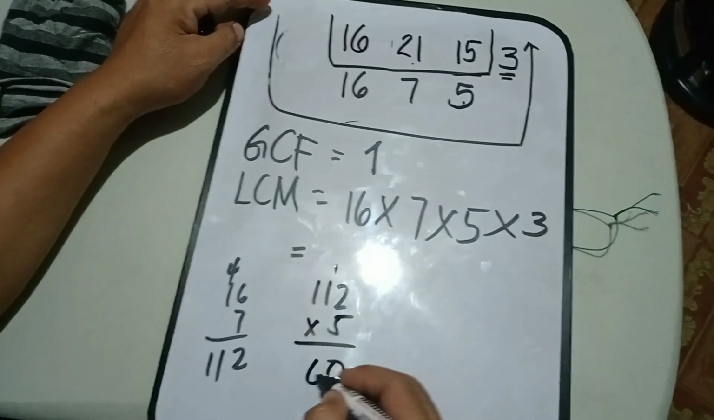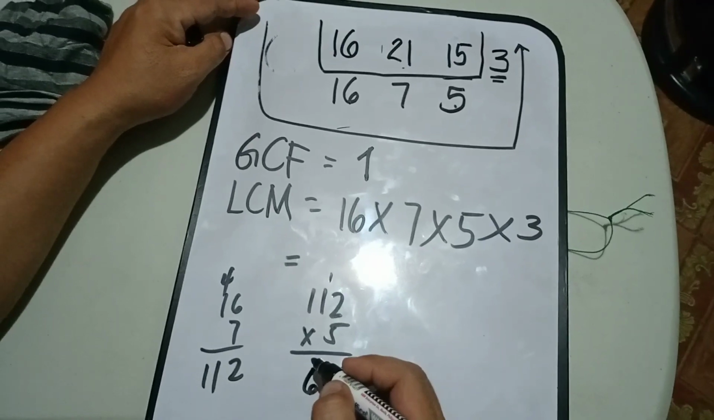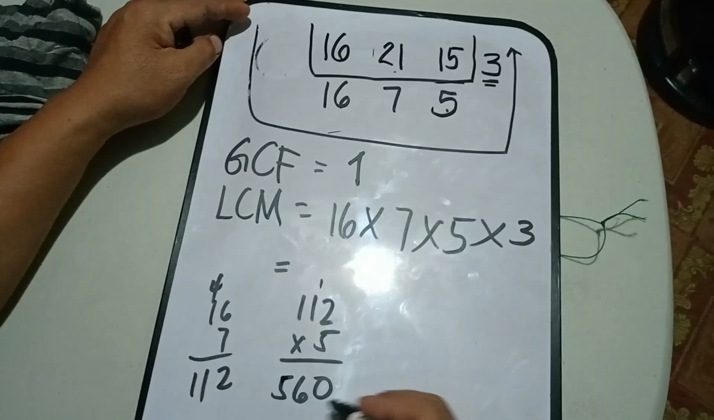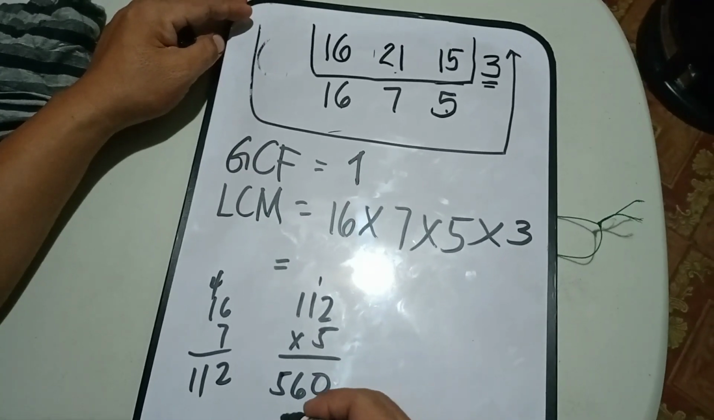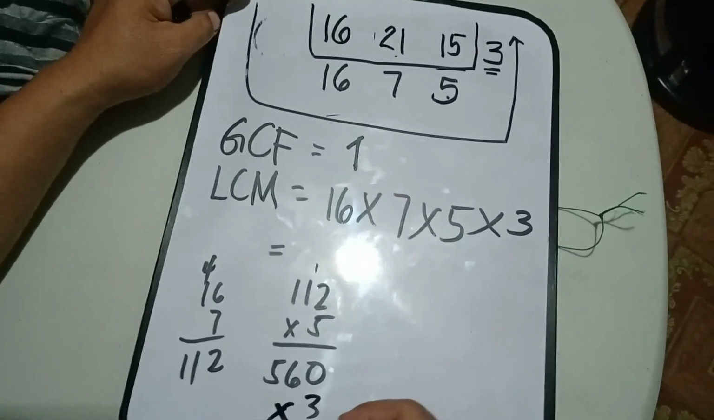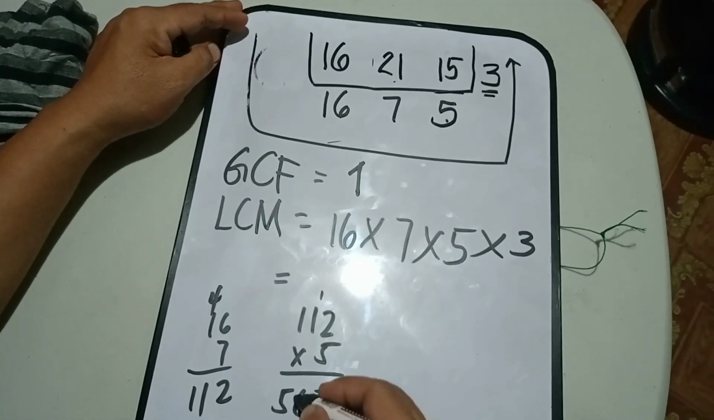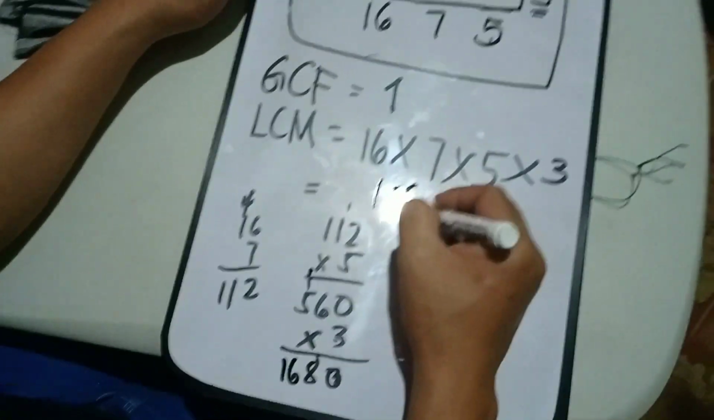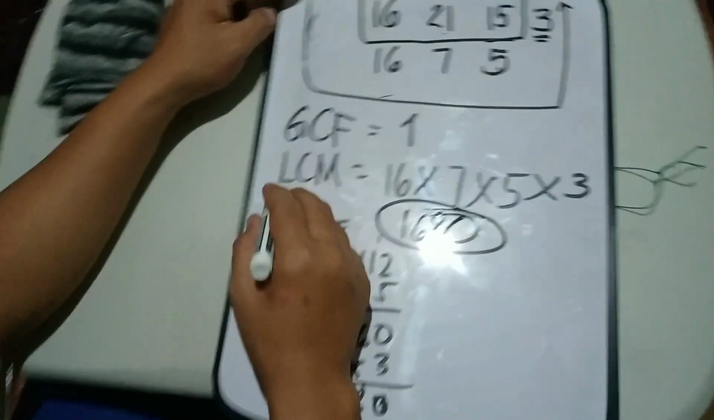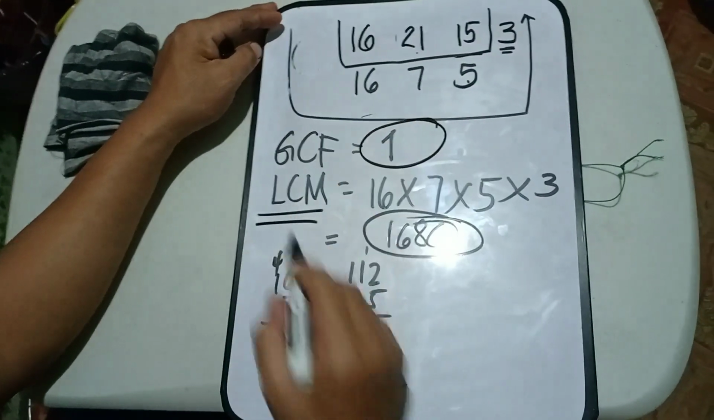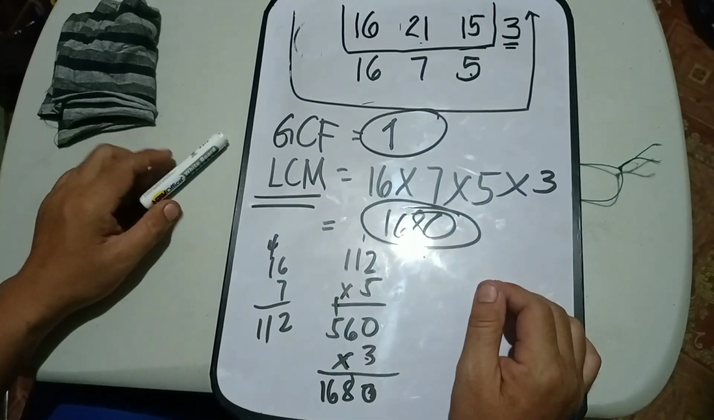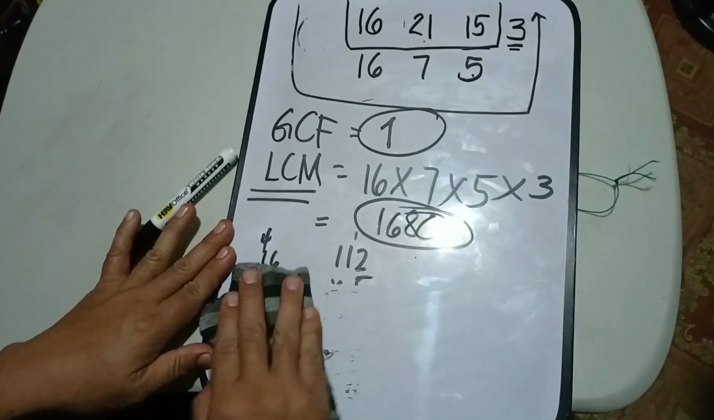10, carry 1, 16, 6, 5, 560 times 3 pa, times 3. So, 0, 18, carry 1, 16. 1,680. So, that is our LCM. Okay, GCF na 1, LCM na 1,680. Medyo magulo, no? Guys, isa pa. Para mas lubos na maintindihan. Okay.